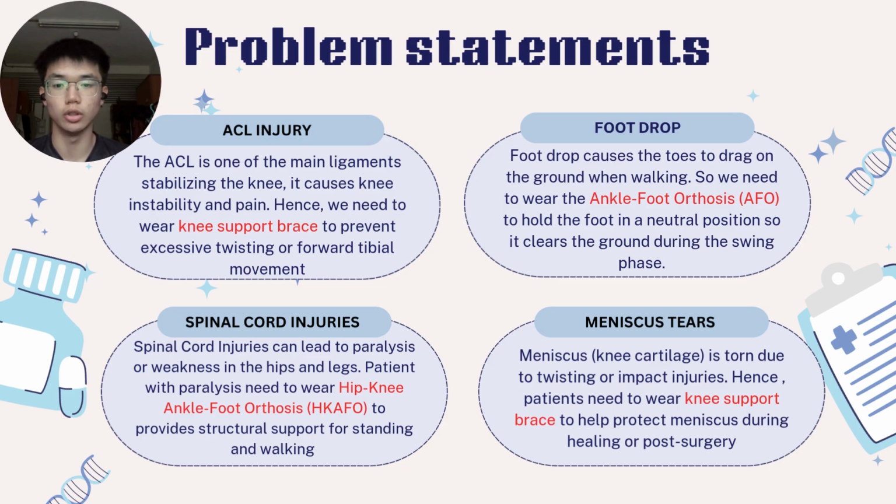The third is spinal cord injuries. Spinal cord injuries can lead to paralysis or weakness in the hip and leg. Patients with paralysis need to wear hip, knee, ankle, foot orthosis to provide structural support for standing and walking.